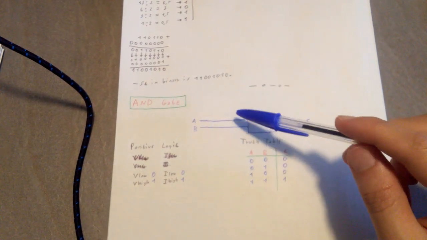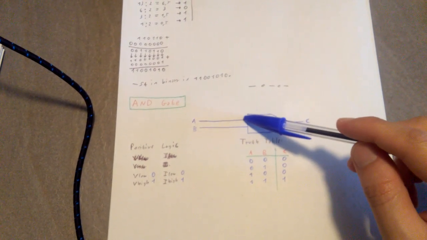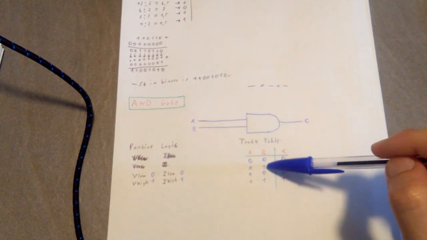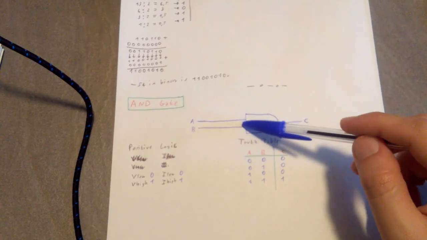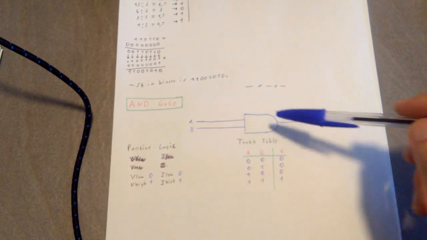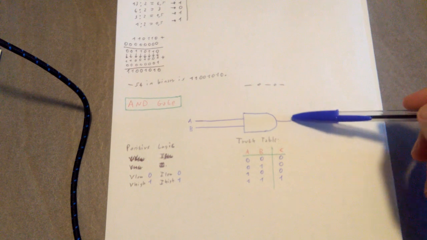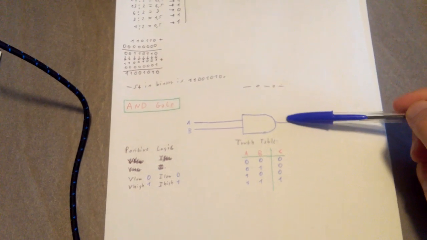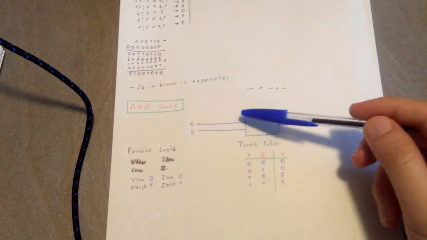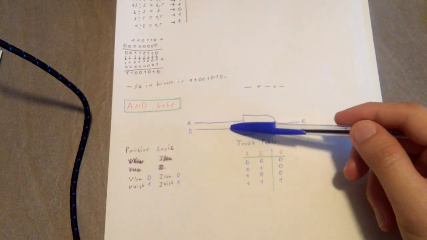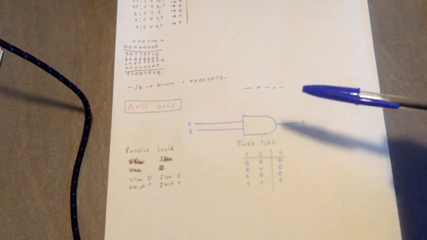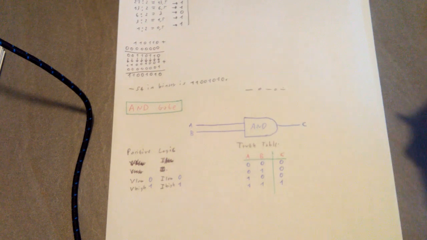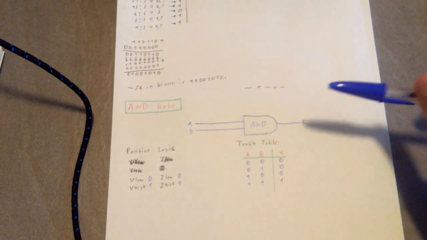If one of the inputs is 0, so it has low voltage, low current, and the other one instead has a high voltage, then the AND gate still does not let anything pass through. If instead A has high voltage but B has a low voltage, then the AND gate is still not going to let anything go through.